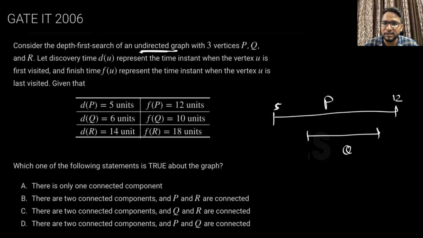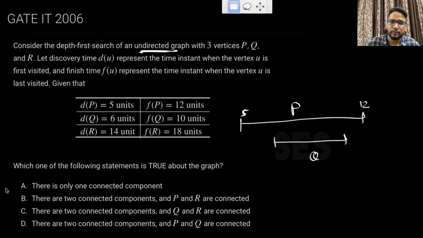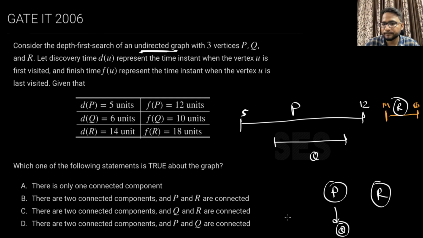Okay, 14 means this is not in this interval, which means this is coming maybe on the side, which means you will be having this R somewhere here from 14 to 18. This is R, right? And now what they are asking, which one of the following is true? Now can you make the tree? Obviously we can make a tree. So if you want to make a tree, then the tree will look like this.